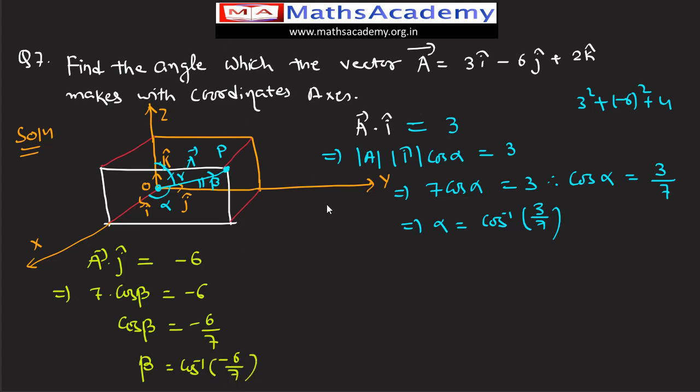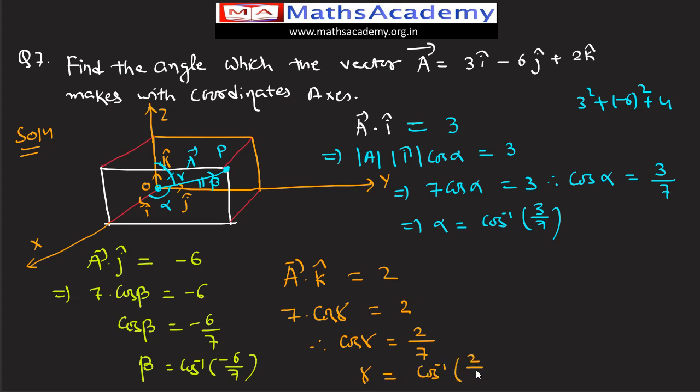Now what about the third angle? Taking A vector with k cap, our answer is 2. Here I have 7 cos gamma, which is equal to 2. Therefore cos gamma is equal to 2 by 7. So now gamma is equal to cos inverse of 2 by 7.